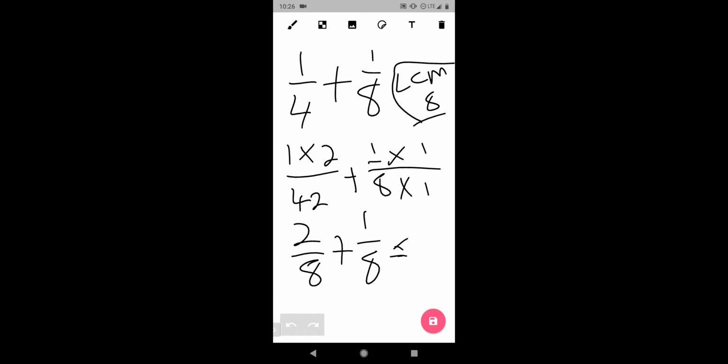When we add our fractions, our denominators are the same, so we keep them the very same way. So let's do it then. We'll have 2 plus 1. 2 plus 1 equals 3. This is our final answer. I hope you guys understand.